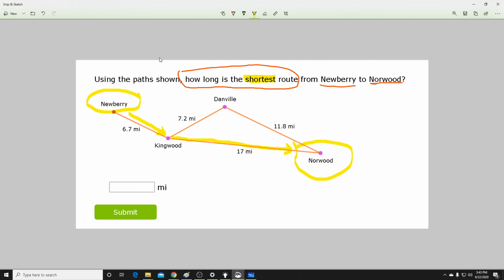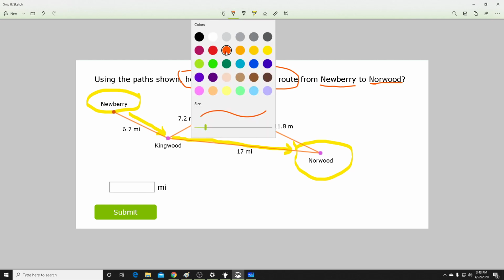Okay? So now all we need to do is find out how far we went total. Well, we need to add this 6.7 plus 17 kilometers. And let's do that.